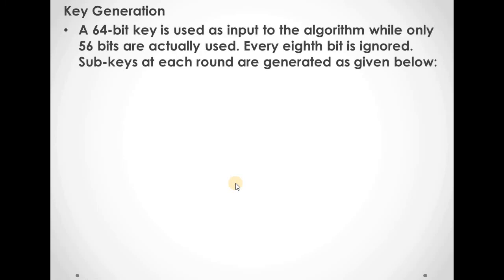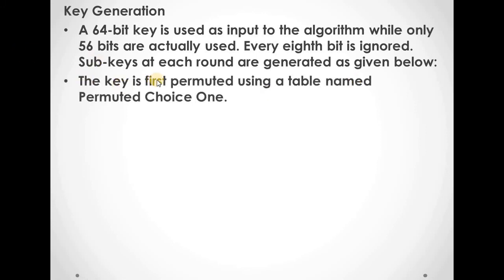Now key generation. A 64-bit key is used as input to the algorithm, while only 56 bits are actually used. The remaining bits are not used. Every 8th bit is ignored, so 56 of the 64 bits are used. The subkeys for each round are generated.